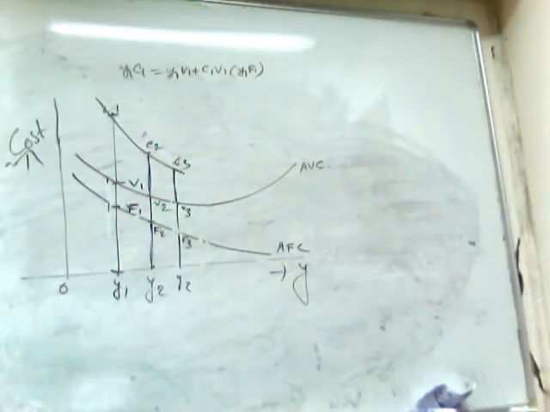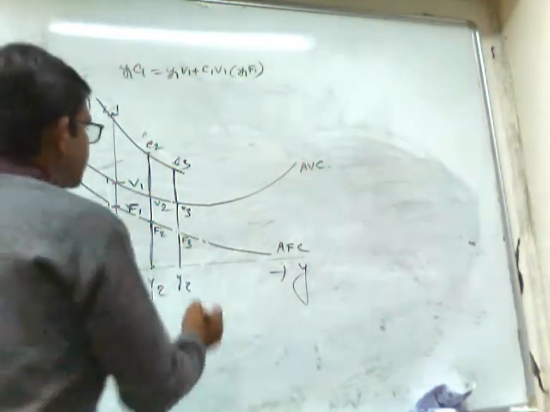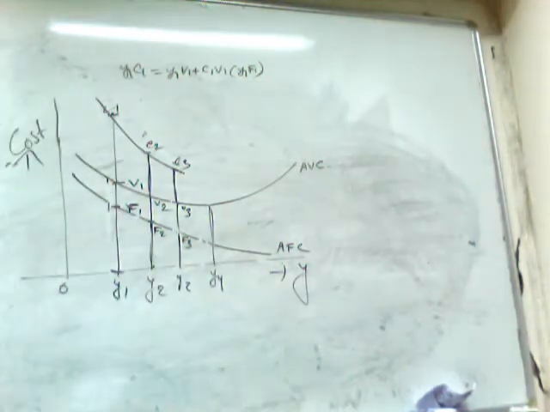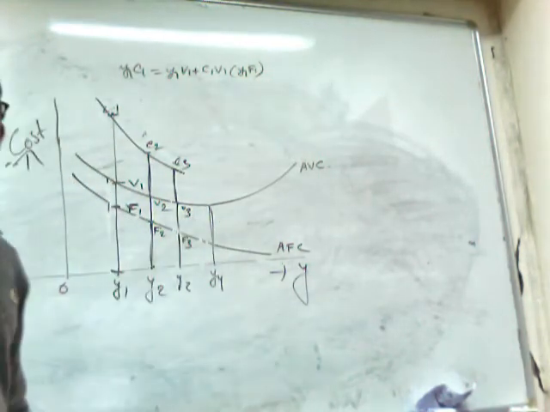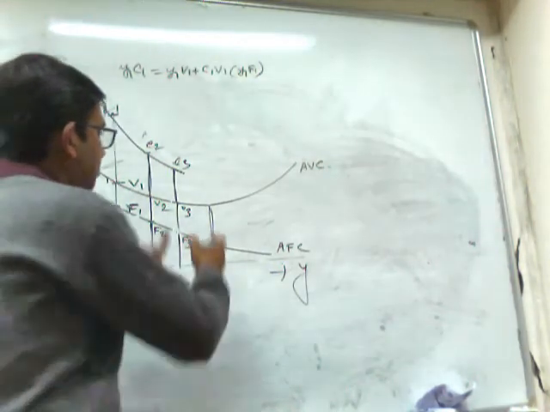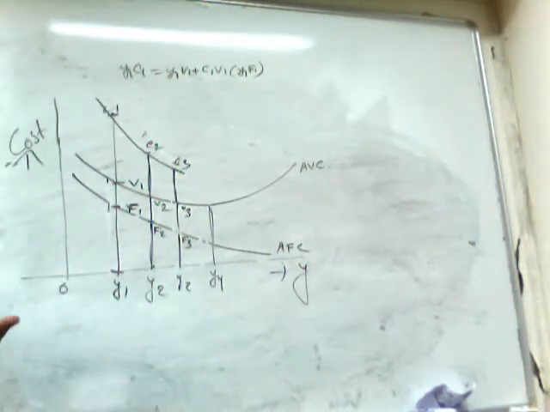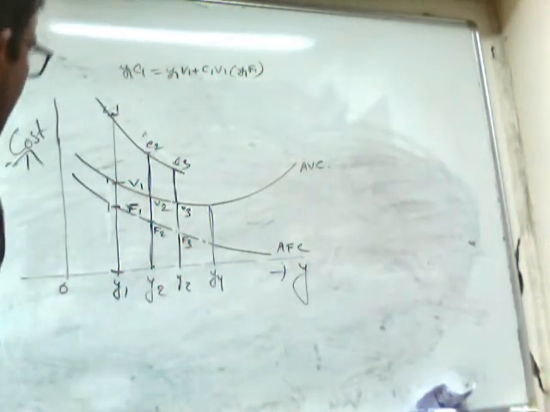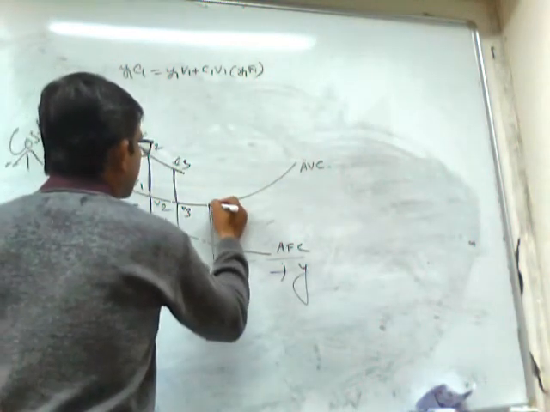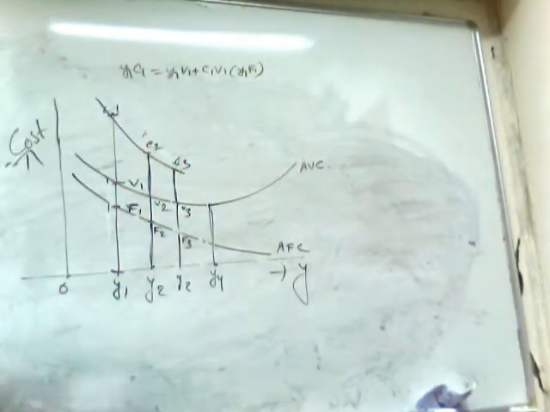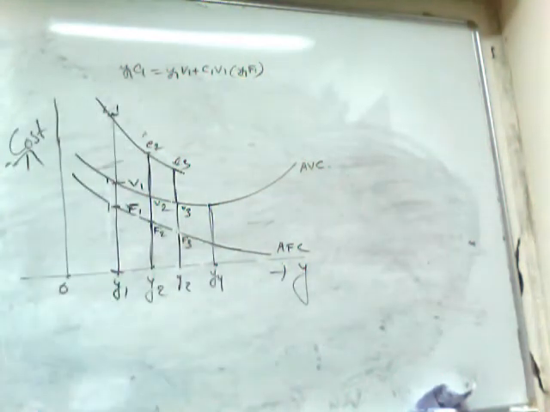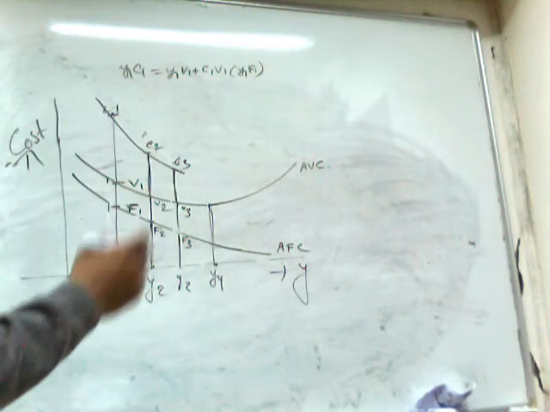The next thing is whether it will be increasing or diminishing. Up to this output level OY4, we find that both AVC and AFC are declining. As AC is the sum of AVC and AFC and both are declining, it is clear that average cost will decline up to the output level OY4. But after OY4, what happens? The AVC starts to increase, but AFC is still declining. So the value of AVC is increasing, but the value of AFC is decreasing.